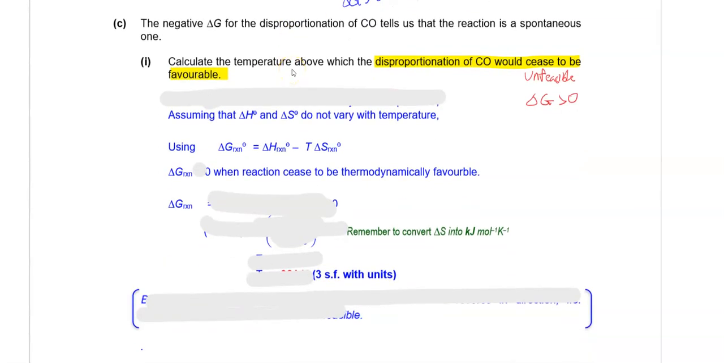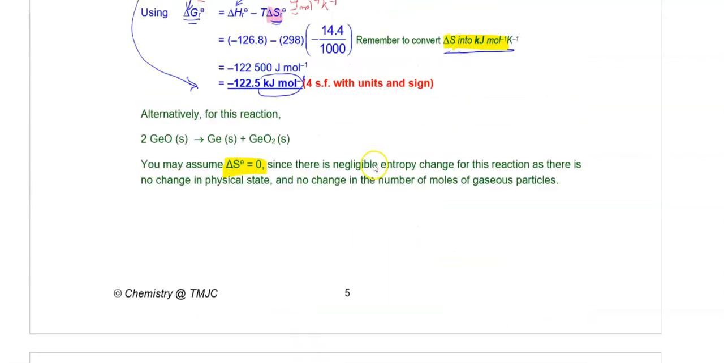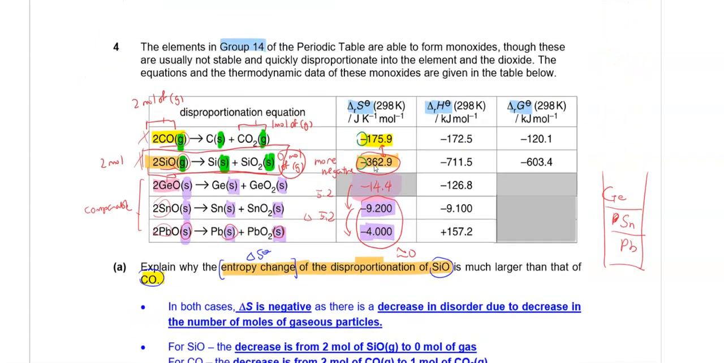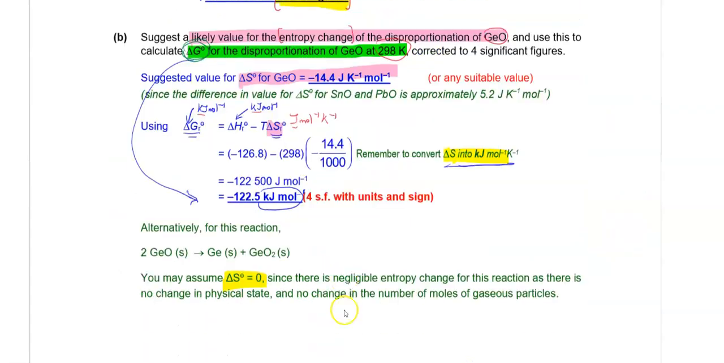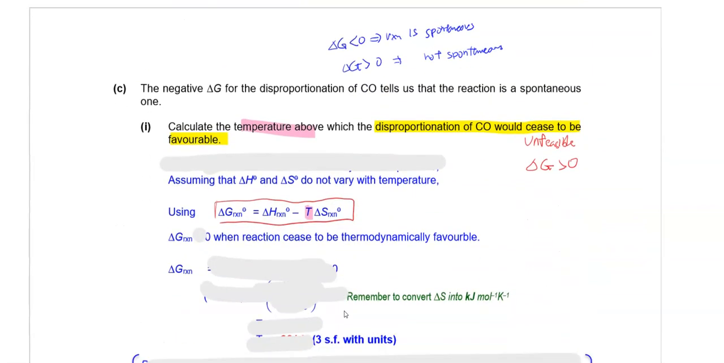Okay, so we can make use of this equation, delta G equals delta H minus T delta S. Now, it's very evident that we're looking at the temperature term. So earlier on, in the case for carbon monoxide, we have the values of delta S and delta H. So if we make a simple assumption that delta H and delta S do not vary with temperature, we can substitute in these values. Set delta G to be more than 0.